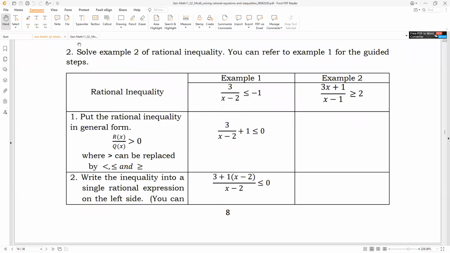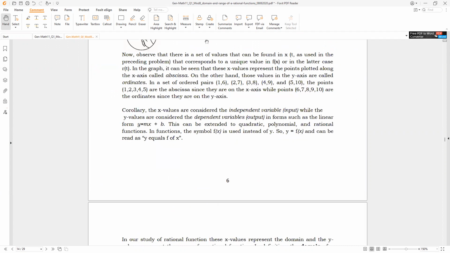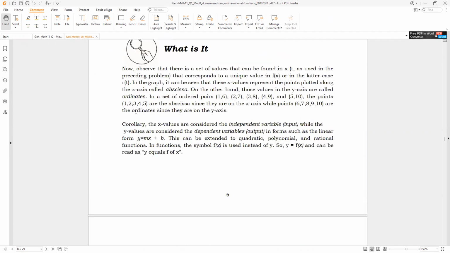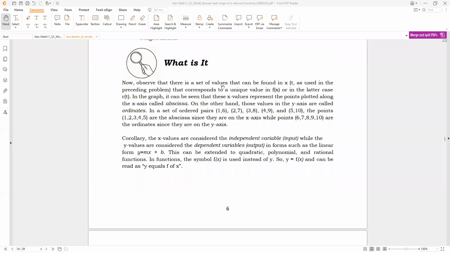That's the reason why we are going to tackle the different ways of expressing solutions. So first things first though, let's try to recall the terms that we learned from before.